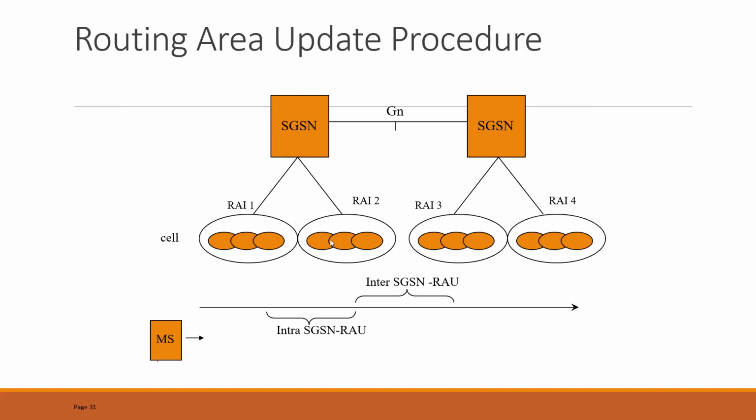So inter-SGSN routing area and intra is at this level. I think this is enough for you to understand that, from SGSN perspective, if both RNCs are being served by the same SGSN, it will be considered as intra-SGSN routing area.